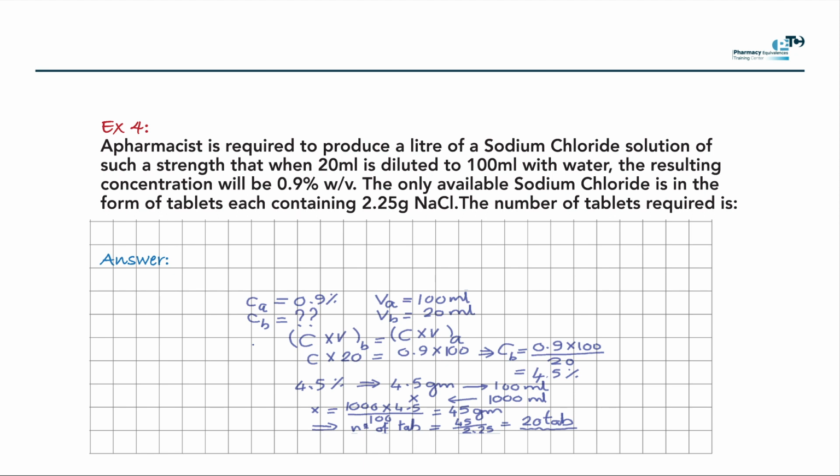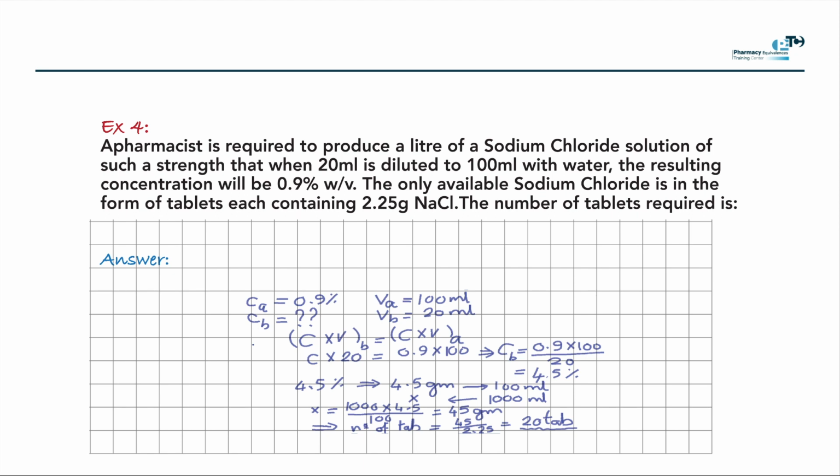So if we have 1 liter, which is 1000 milli, how many grams of sodium chloride are needed? It can be calculated by crisscross. Then we obtain the weight of the sodium chloride needed to dissolve in the 1 liter to obtain the final solution. The answer here will be 45 grams.